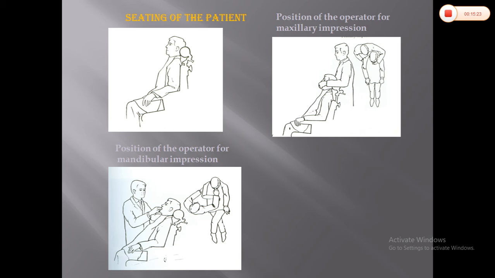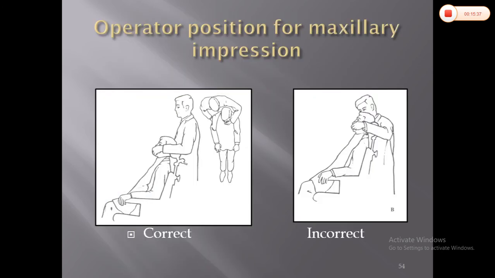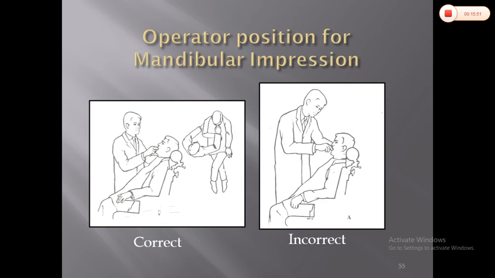You seat the patient. Seating of the patient is also important. So the patient position, the chair position, and the operator position are important. For the maxillary impression, ask the patient to sit with you at the right rear, the 11 o'clock position of the patient, and the head of the patient should be below the elbow level. Now for the mandible, you should stand at the right rear 7 o'clock position, and the patient's mouth should be below the elbow level.